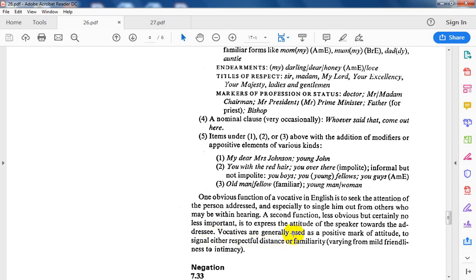Vocatives are generally used as a positive mark of attitude to signal either respectful distance or familiarity. How is familiarity or intimacy shown? By the way, we say "oh my dear," there is some sort of familiarity: I know you, I am very familiar with you. Say my dear son, my dear daughter. There again there is some sort of intimacy between the speaker and the addressee.